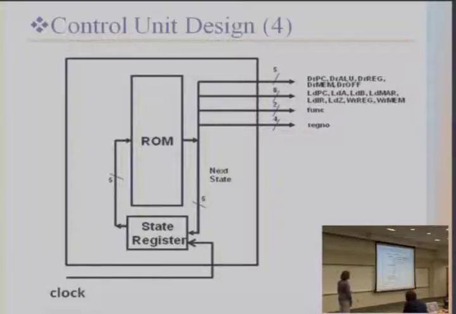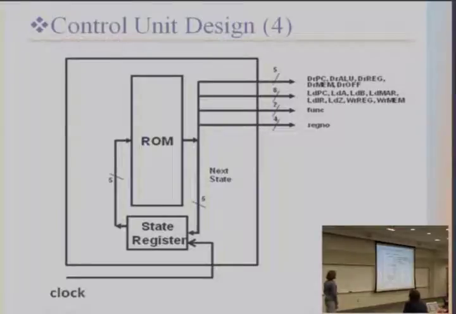Whatever is at that address will be these bits here. 5 of them are drive, 8 of them are load and write, 2 of them are function bits, basically for the 4 operations that we need to code, and the number of registers. And then you will have 5 bits that determine the next state.